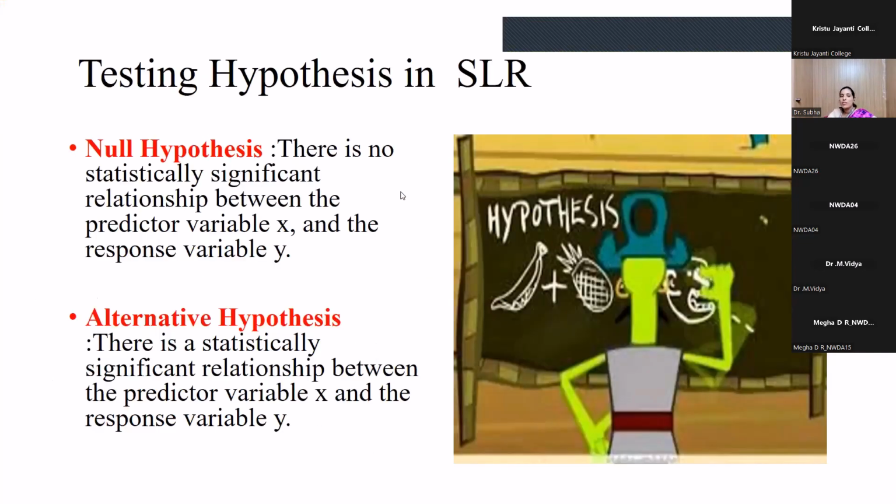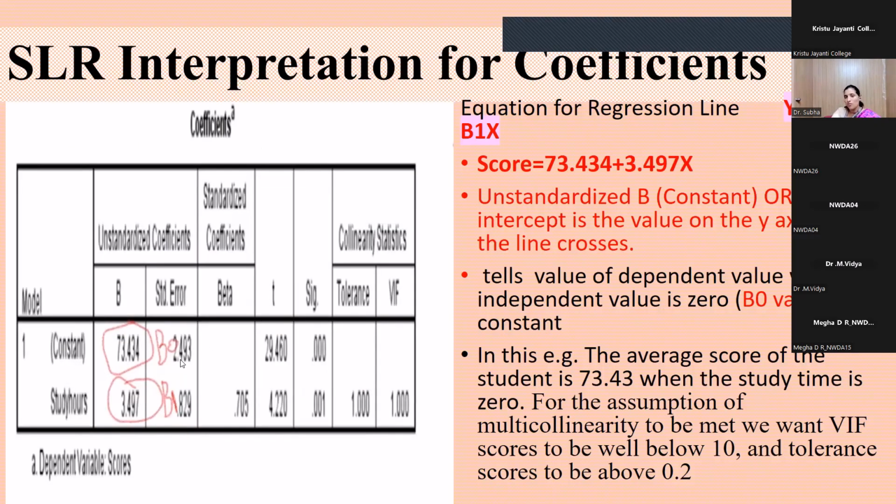And one more hypothesis you have to frame for this SLR. That is, there is no statistically significant relationship between the X variable and Y variable, and there is a statistical relationship between the X variable and Y variable. Because so far we have tested only the model. We have not talked about the variables. So whether they are significantly related or not, we have not tested it. So how can you test that? Through the coefficient table.